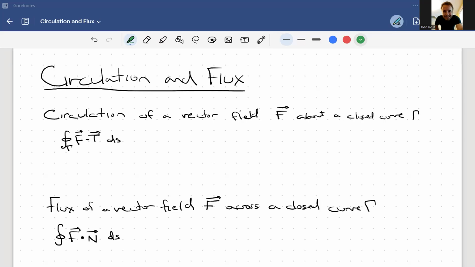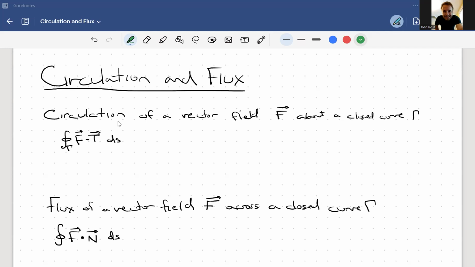All right, everyone. In this video, we are going to talk about two special kinds of line integrals, circulation and flux. And we have the definition of each of these written up on the screen right now. So each of these involves two things, a vector field, capital F, and a closed curve, gamma.